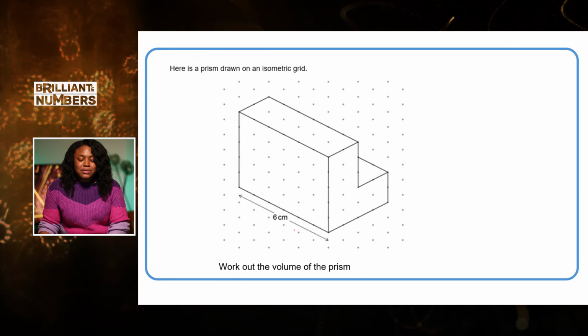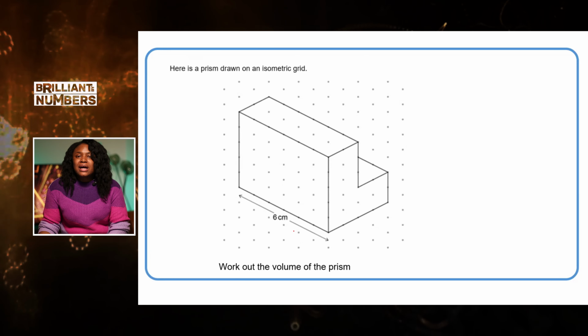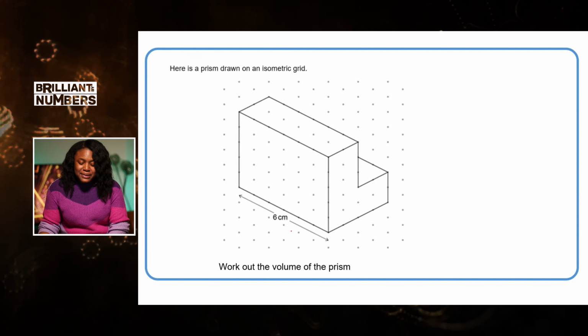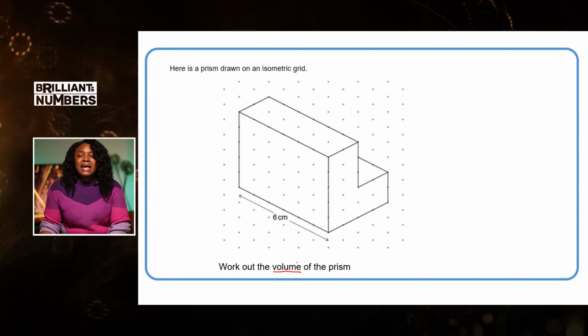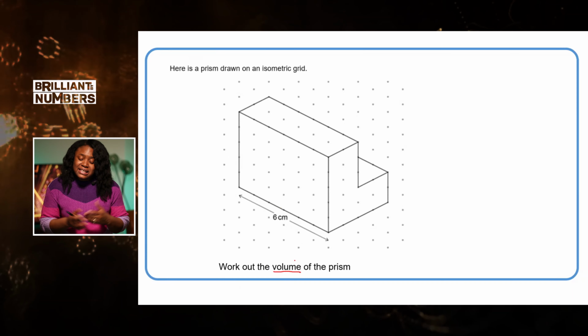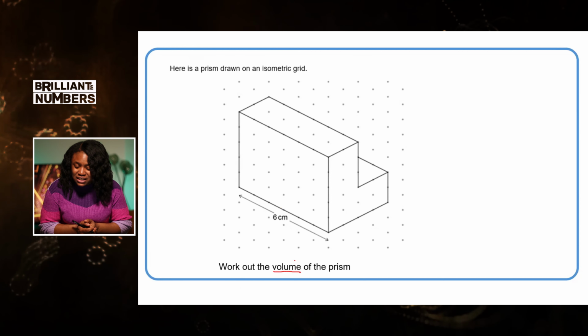Beautiful. Here is a prism drawn on an isometric grid. Work out the volume of the prism. So I'm just going to go ahead and underline the word here, volume. Now, the fact that this is a prism means that it has a uniform cross section. And by that I mean, if I should slice this prism to give everyone in my class a piece of it, let's just think about it as a block of cheese.